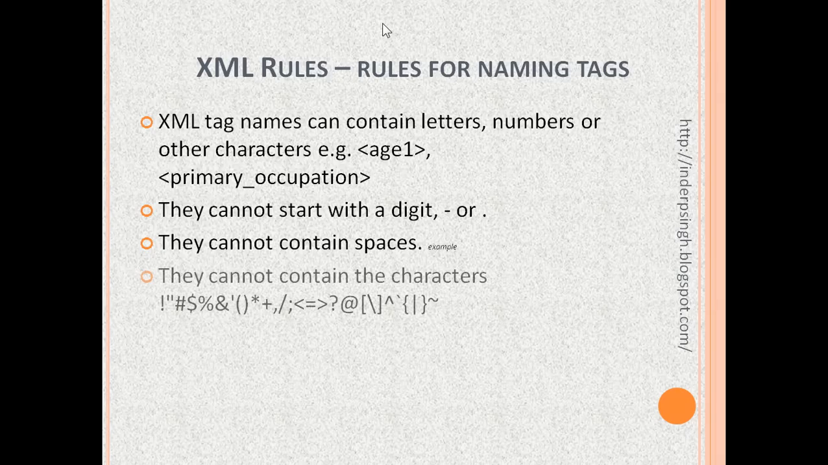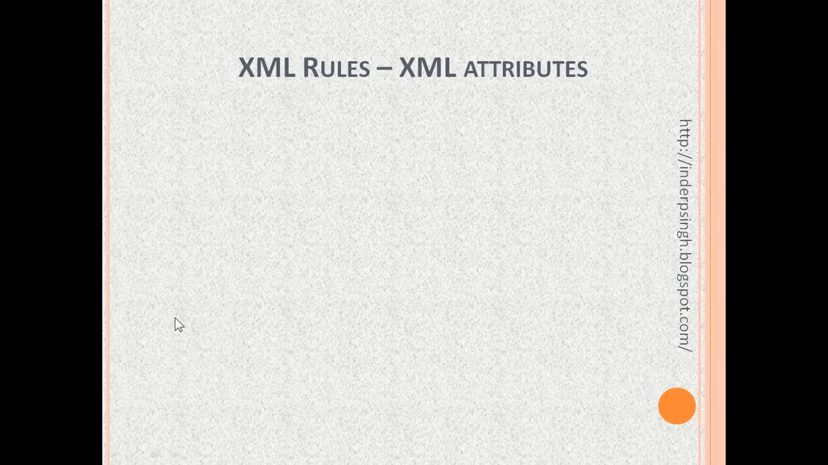Now let us go back. XML tags can also not contain these characters: exclamation sign, double quotes, etc. Now let us look at an XML rule for the XML attributes. So XML elements can have attributes. What are attributes? Attributes give additional data about the XML element.